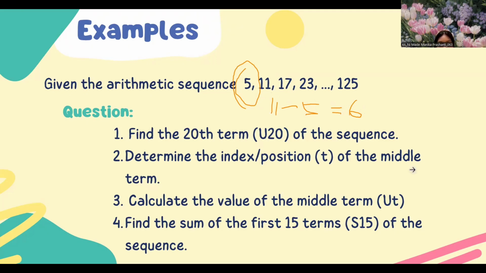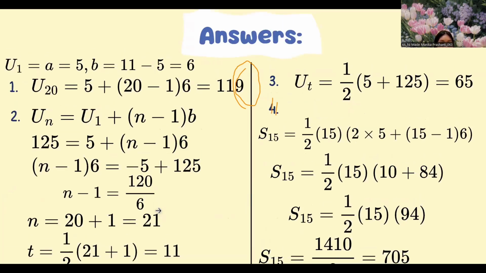Okay, next. To answer number 1, find the 20th term of the sequence. We use the UN formula. This is the UN formula. So we just substitute the value and evaluate, and we get U20 is 119.